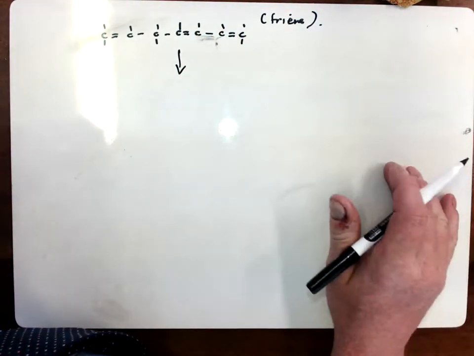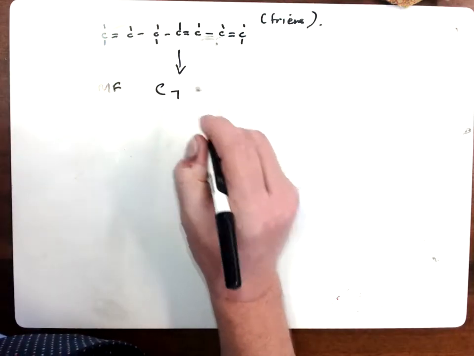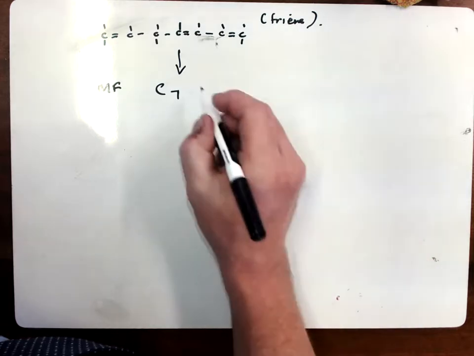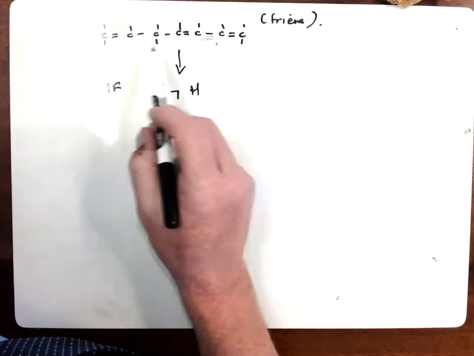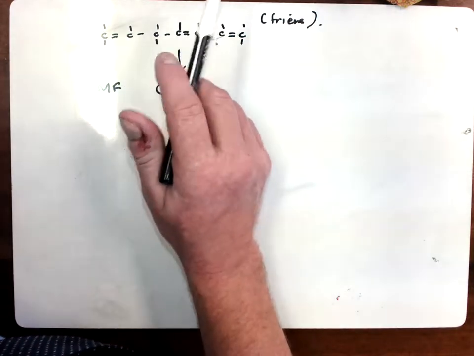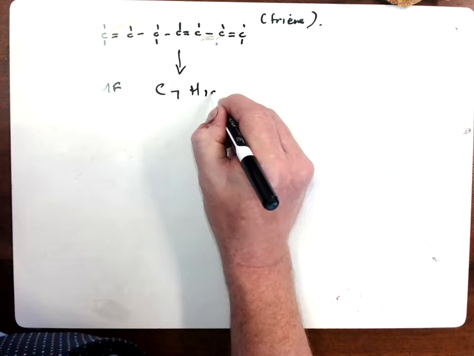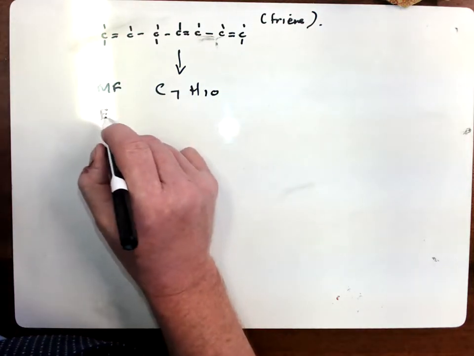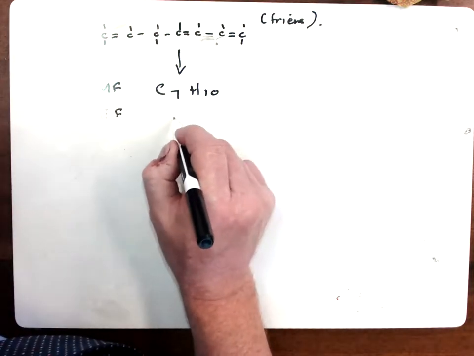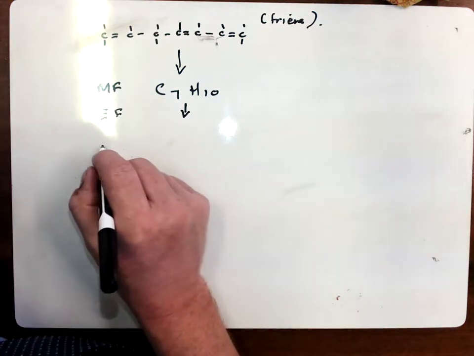Right, then we would be asked to do our molecular formula. So we have, of course, 7 carbons. Hydrogens we have got 10, I think. So I'll double check. Yeah, always good to double check. Empirical formula, well, 7 and 10, so the empirical and molecular formulas are exactly the same again.